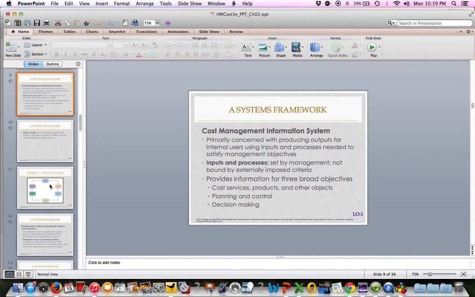We talked about the three broad categories in Chapter 1, which were costing services, products, and other objects: what does it cost us to deliver or make a product or deliver a service? The planning and control function, which is basically looking at the future. And then decision making: having different alternatives presented to management to help them make decisions.